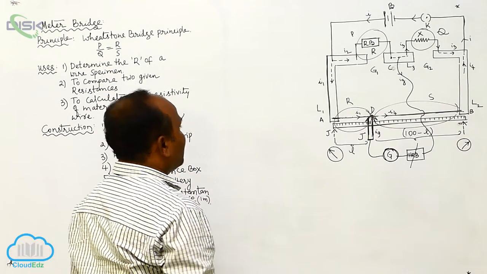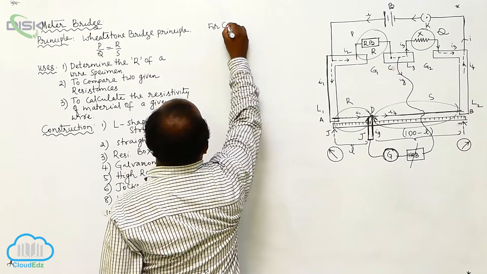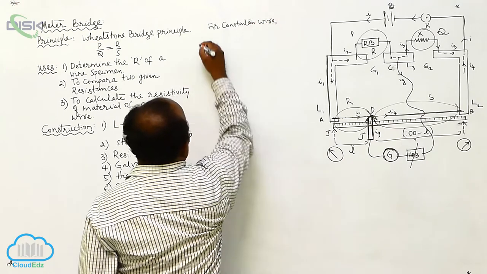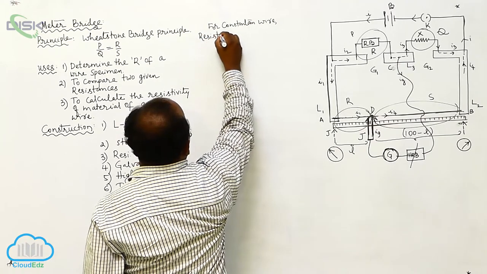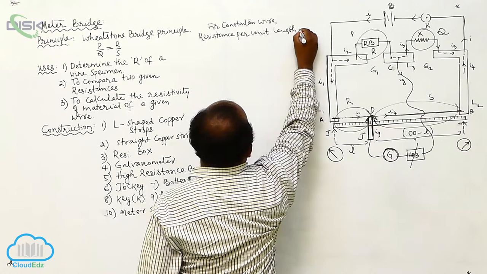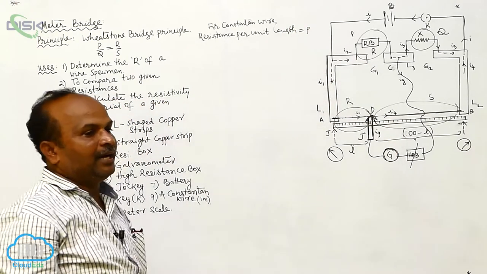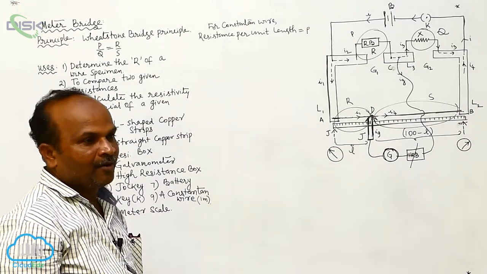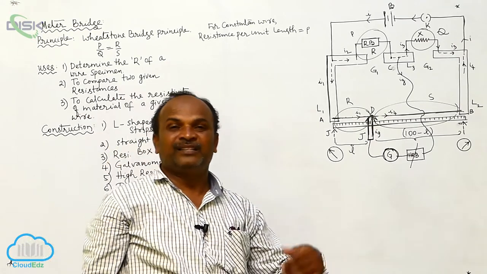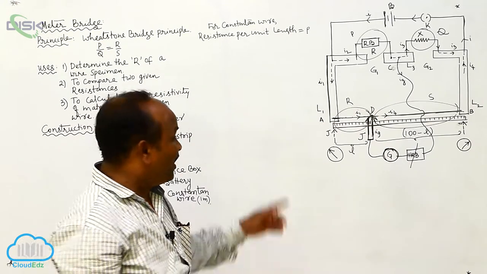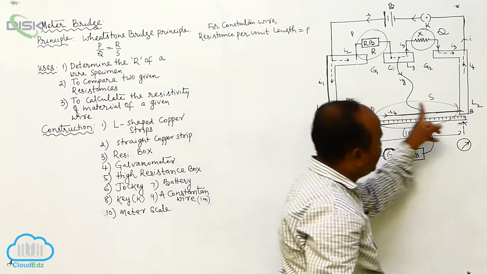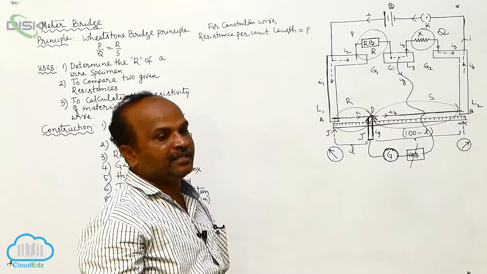Now, for the constantan wire, the resistance per unit length is rho, let us consider. For 1 meter, the resistance is rho. For 2 meters, 2 rho. For 3 meters, 3 rho. For L meters, the resistance is L into rho. For 100 minus L, the resistance is 100 minus L into rho.